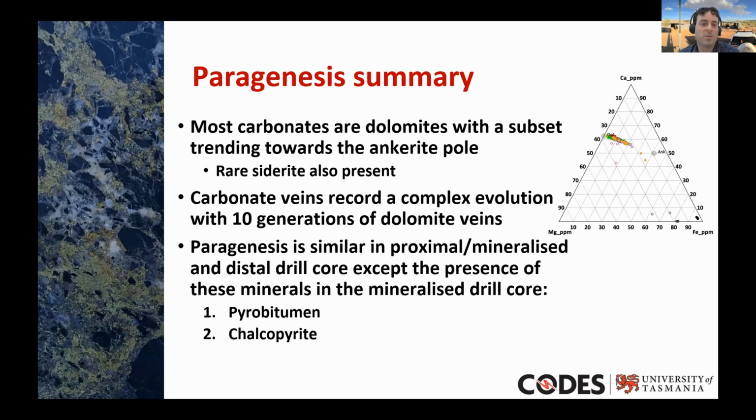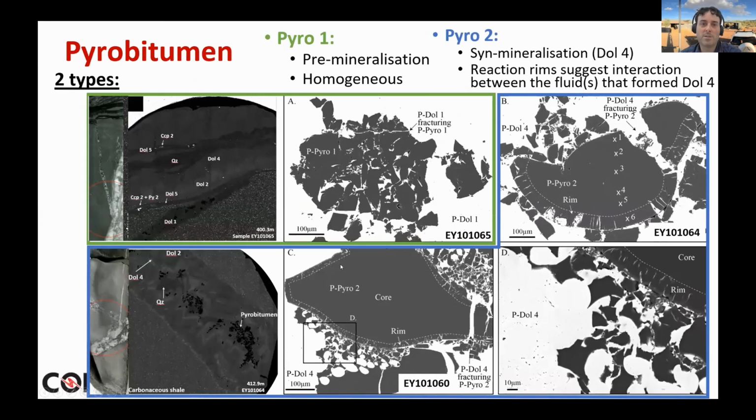But the main difference between the 2 drill holes, the distal and the proximal, was 1 mineral and, I guess, oil that was sitting in there. There was pyrobitumen in the mineralized hole, and there was chalcopyrite in the mineralized hole. In the distal hole, you still had pyrite, you still had everything else that was there. And this is what I'm going to show you, what these things look like.